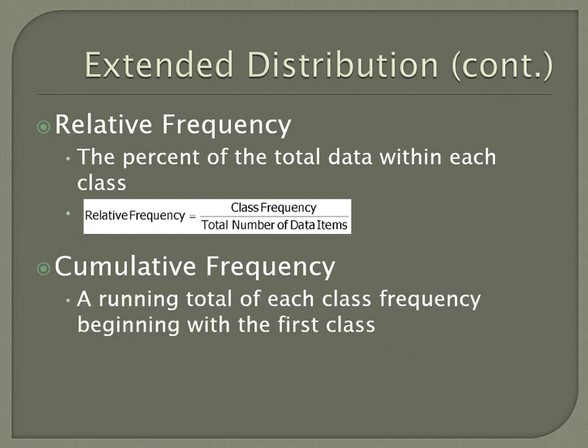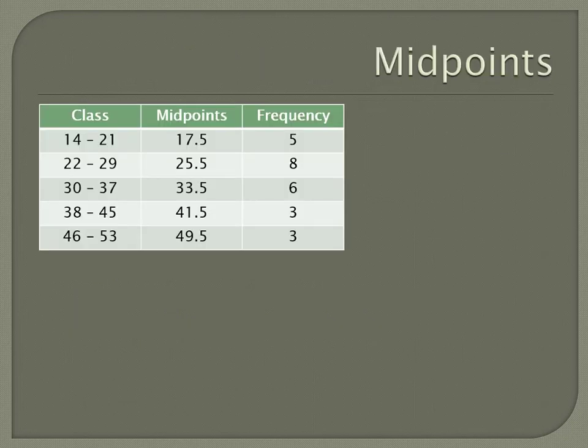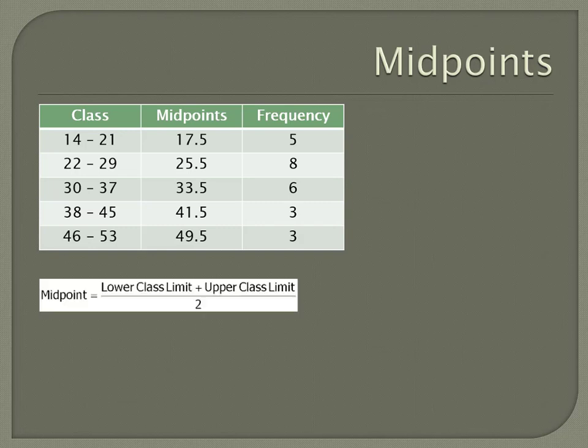Cumulative frequency is a running total of each class frequency, starting with the first class. So let's walk through each of these with the distribution that we came up with and get an idea of how they're created one by one. Starting with the midpoints. So the midpoints, unfortunately, PowerPoint's animation is not great. So I have the midpoints up here, but let me show you how I actually calculated the midpoints. So remember the formula. It's the lower class limit plus the upper class limit divided by 2.